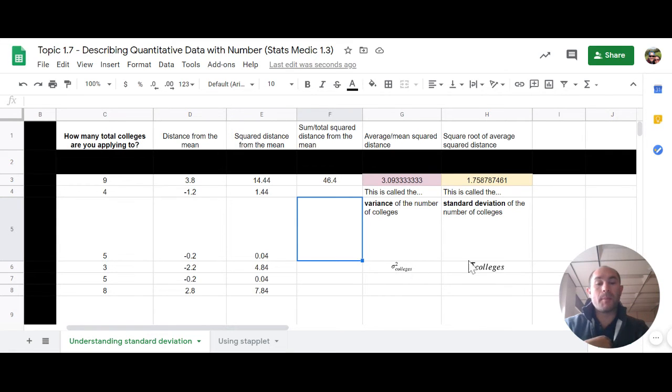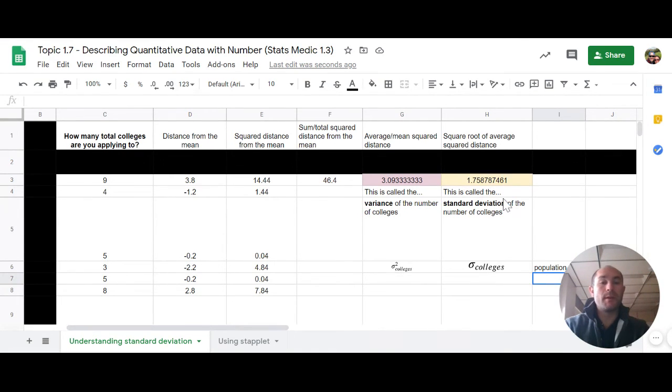This is for a population, and if we're talking about the students in my class, you are a population. You're all the students in my class. We also have a standard deviation that's slightly different, which we're going to look at in a second. But this is the idea: you basically find the average distance.